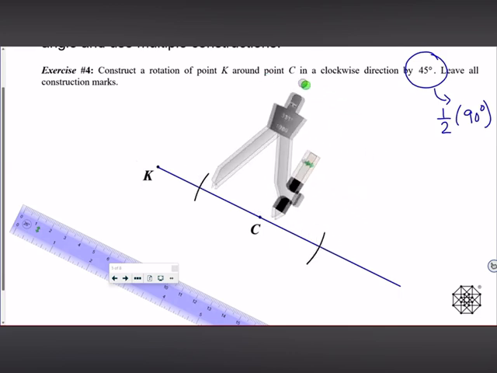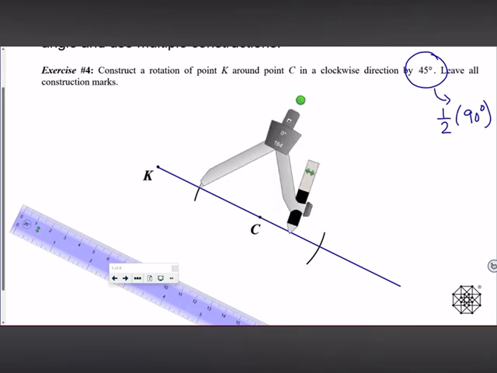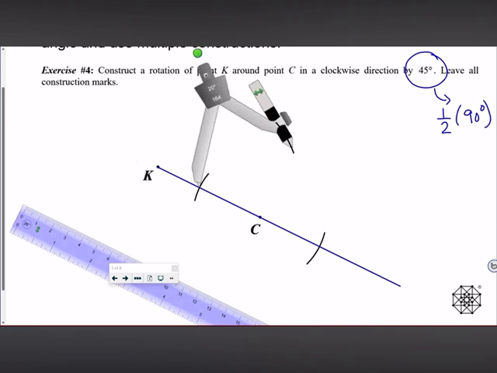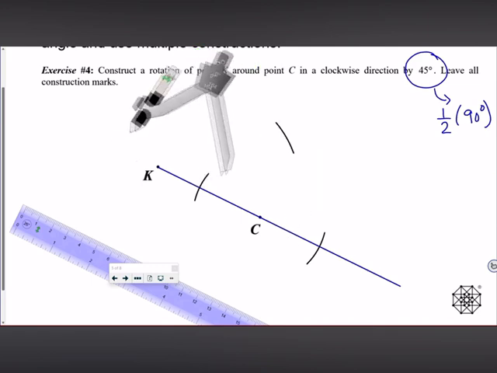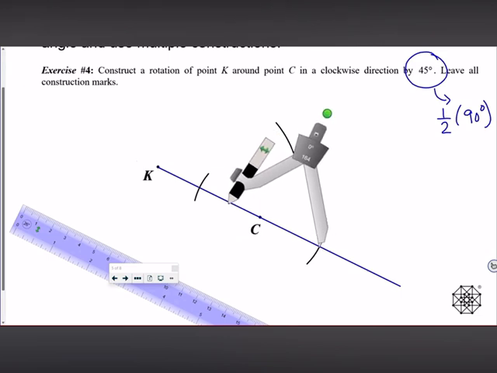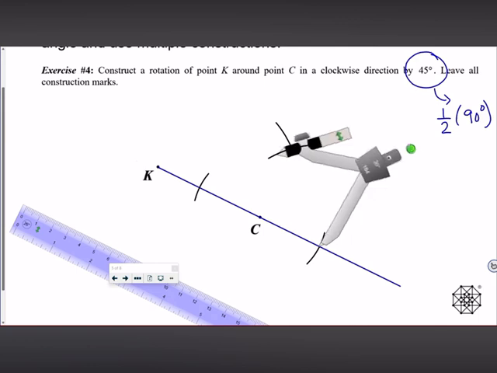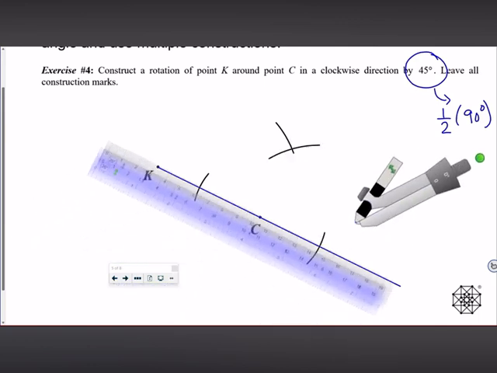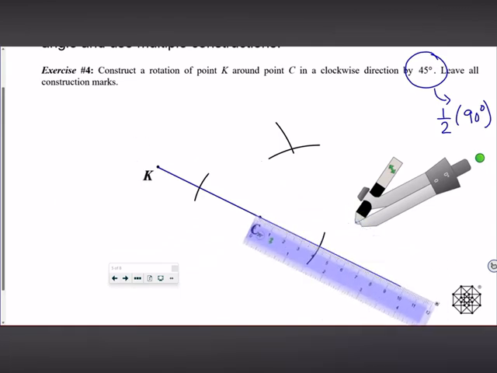Now we'll bring our compass over here, widen it out a bit, and we'll draw that arc. And now let's switch it, leaving the same radius. We will now draw this arc. Ooh, I almost missed. And now let's get that perpendicular line.